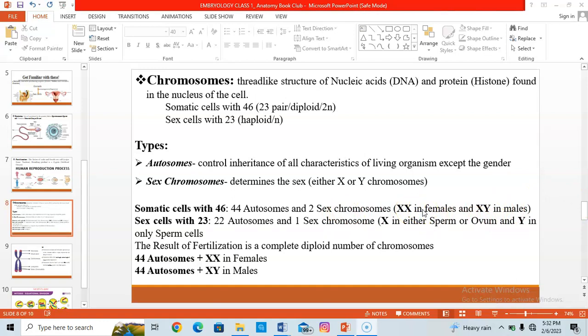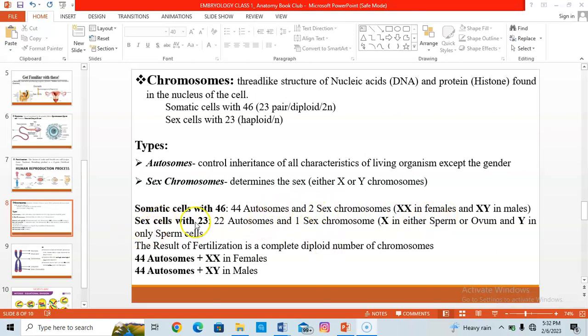So if you're a male listening to me right now, you should have 44 autosomes and XY chromosomes in all your somatic cells. But if you're a female listening to me right now, you're going to have 44 autosomes and XX chromosomes in all your somatic cells, alright?